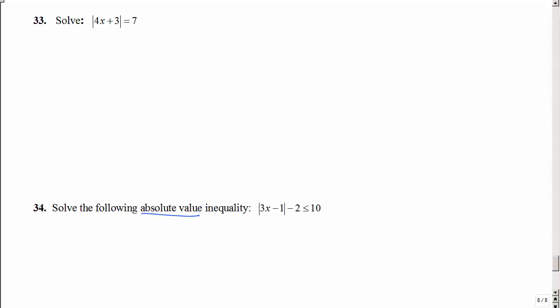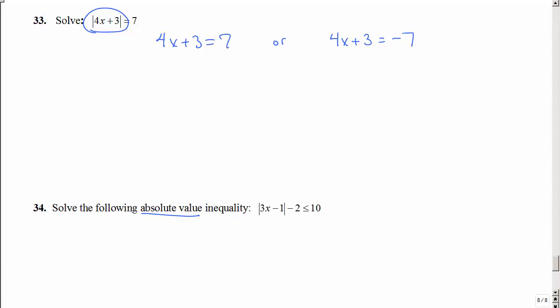The last two problems deal with absolute value. Number 33 is an equation, 34 is an inequality. So let's go back to the equation. By definition, absolute value is the distance away from 0. So we have a positive distance, we could have a negative distance. So in order to remove the absolute value signs, you write two equations. Two equations. If you do not have two equations on the final exam, you will get no credit.